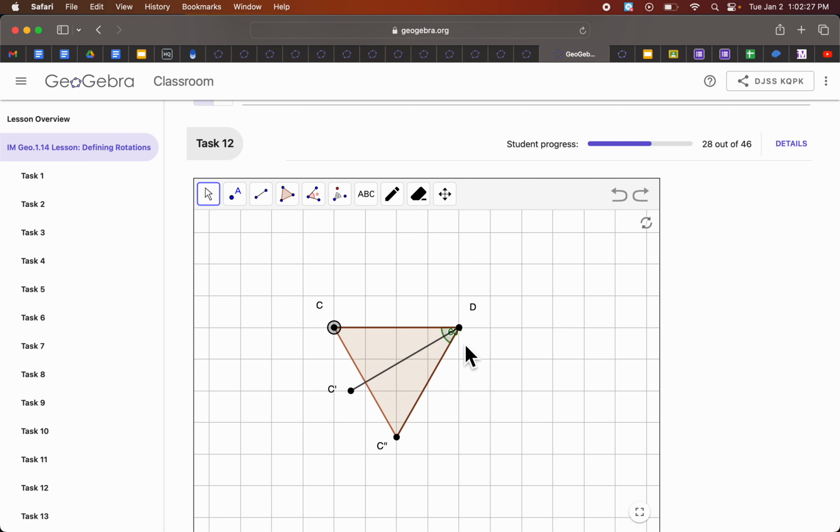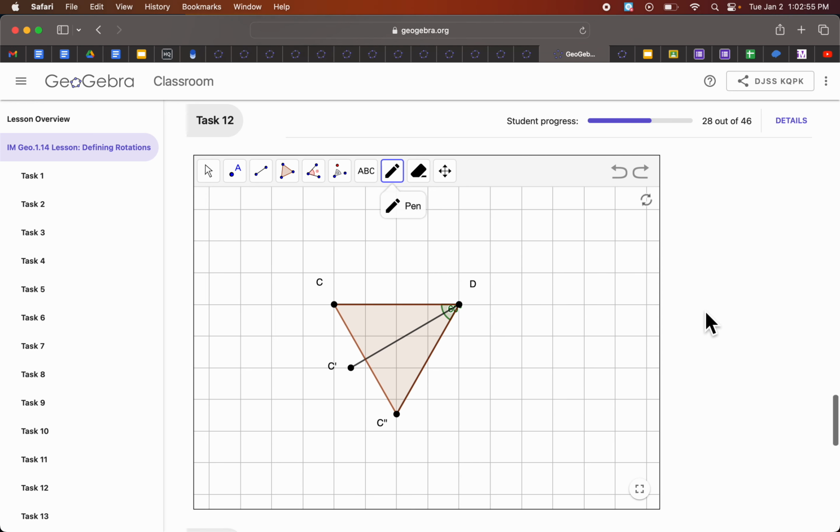Now, we also know that it's what kind of triangle? That's right, it has to be isosceles because this edge and this edge have to be identical, right? This edge of the triangle and this edge of the triangle have to be identical. CD is the same length as C double prime D. So it's also isosceles. We know that an isosceles triangle has two equal sides. Let me make sure that I'm not zoomed out. All right, there we go. Right? So it has two equal sides.